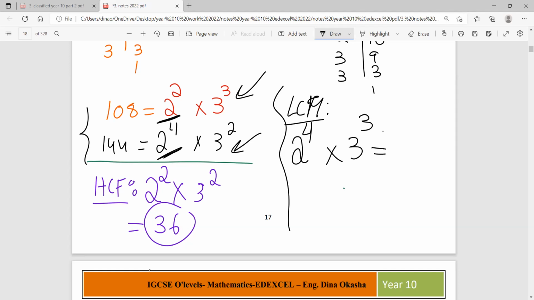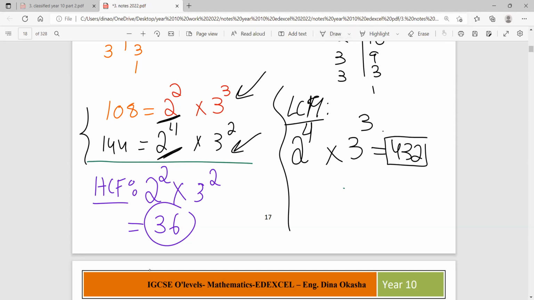Of course, I put 2 power 4 on the calculator, then times 3 power 3, which is equal to how much? 432.